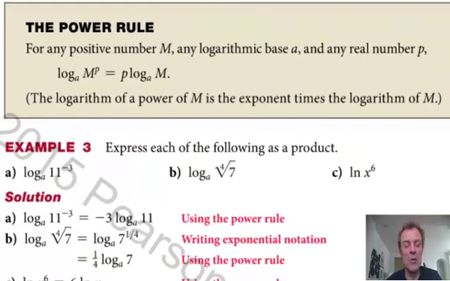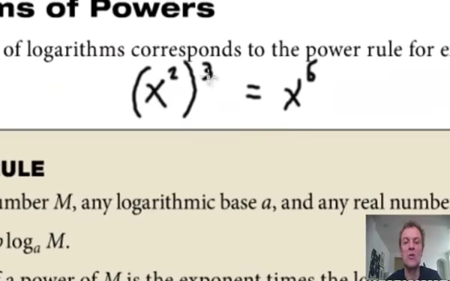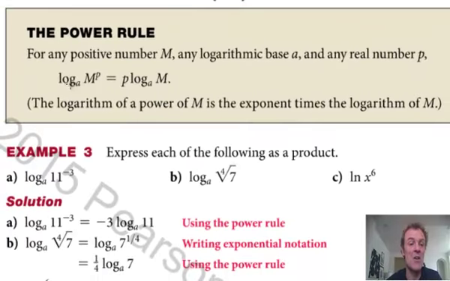How about the power rule? Again, if I take an example from exponents, remember x squared all cubed. This is where you multiply the exponents. That's going to be x to the 6. Remember exponent rules. So here it is: log to base a of m to the p. This p can come to the front. There it is. It's as simple as that.